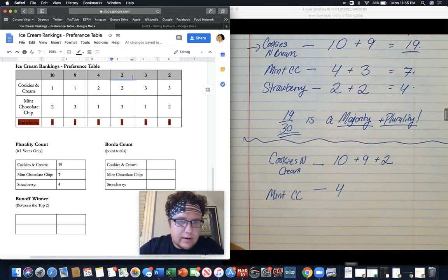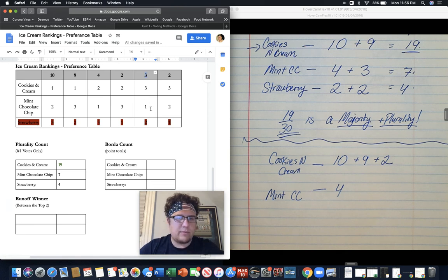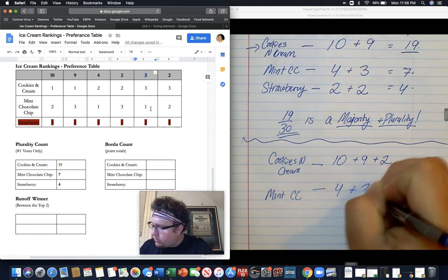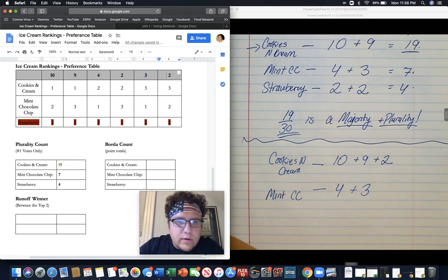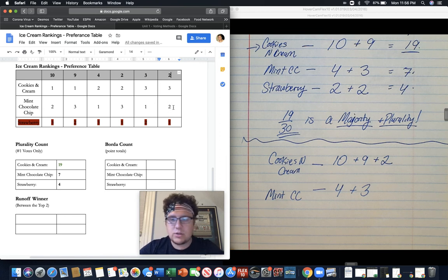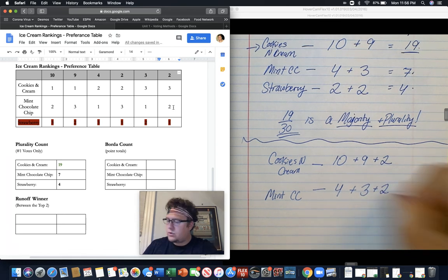And we move on. So 3 people, let's see what they say. They like cookies and cream the least because they got 3, and then mint chocolate chip, that's number 1 vote. So mint chocolate chip is getting 3 there. And then we go over to this column of 2 people, and this is another one that had originally said strawberry was their favorite, but strawberry is not an option in a runoff vote. So mint chocolate chip, that was their second choice. So mint chocolate chip is going to get those 2 votes.